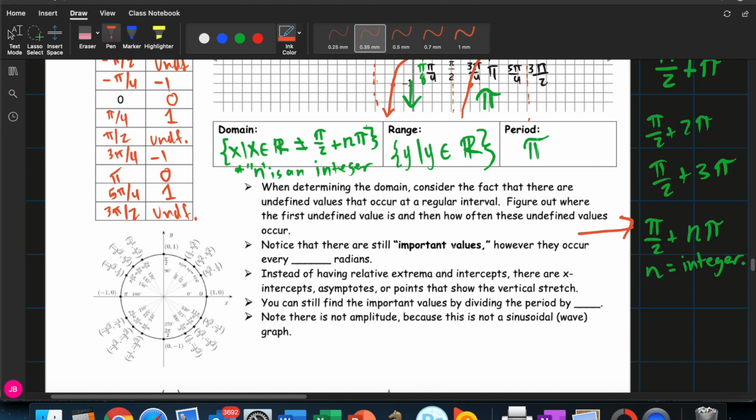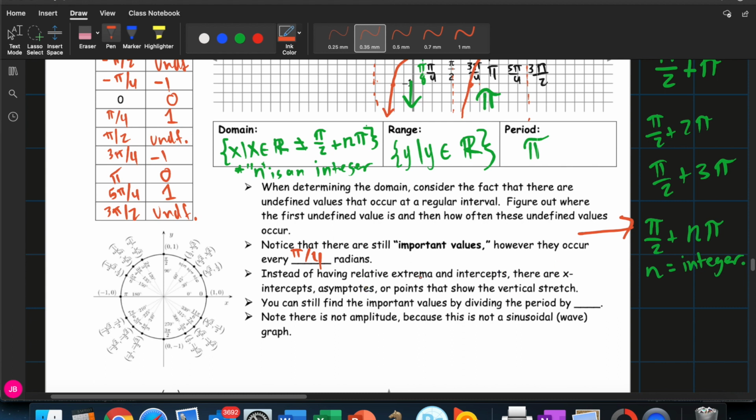Notice that there are still important values, however they occur every pi over 4 radians. So I just talked to you guys about important values. These are values that you're going to plot, because the rest of it, the curve, doesn't matter so much as these points do. That's what I'm going to look for. If your curve is a little bit off, I'm not going to care. But these important values have to be precise.